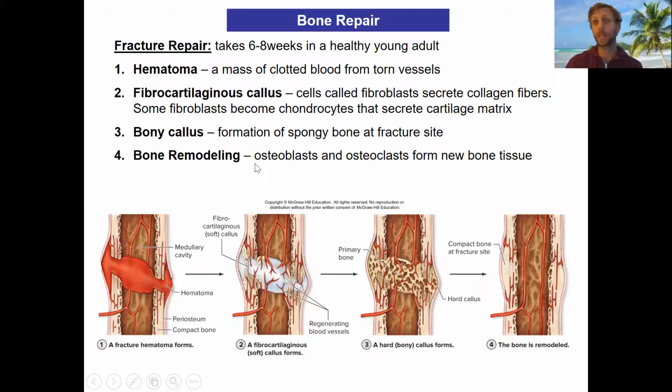where those remodeling units of cells, osteoblasts and osteoclasts, can replace the older bone tissue with new bone tissue, replacing the spongy bone with compact bone as necessary. What you might even notice in the end result here is that the compact bone seems to be actually more dense than, say, the area above or below where there was no fracture.